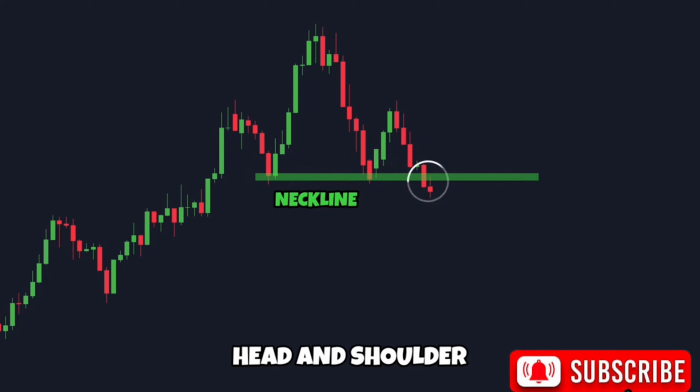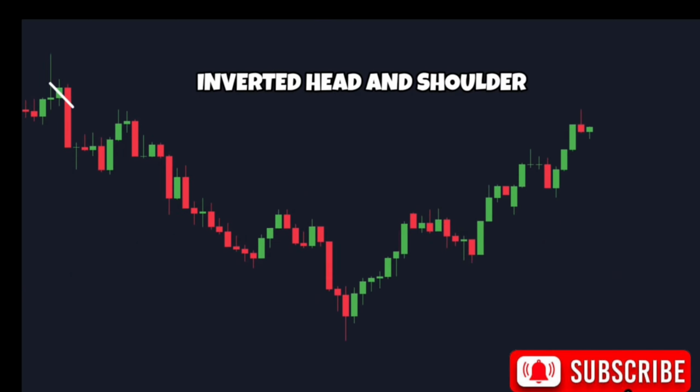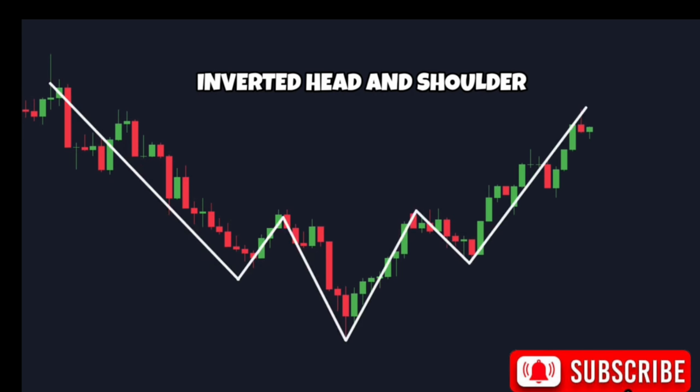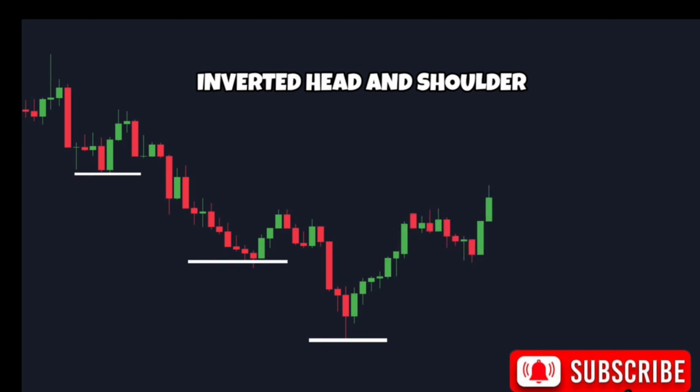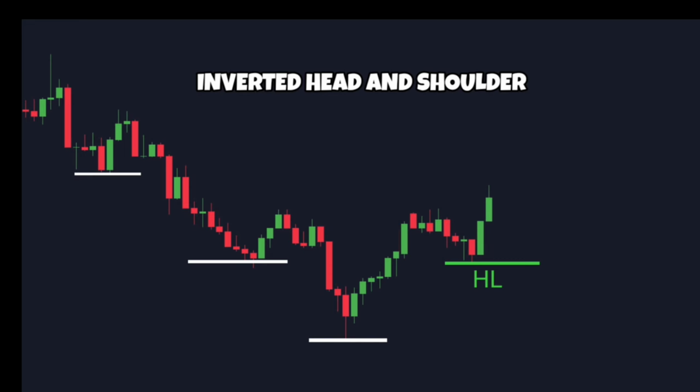Left shoulder breaks the neckline with higher volume, we can see downtrend. Inverted head and shoulder. This type of pattern is used for the reversal of downtrend to uptrend, where lower high takes place in a downtrend, where 2 swing lows we will be drawn resistance and the candle breaks the resistance with higher volume, we can see reversal in the pattern.